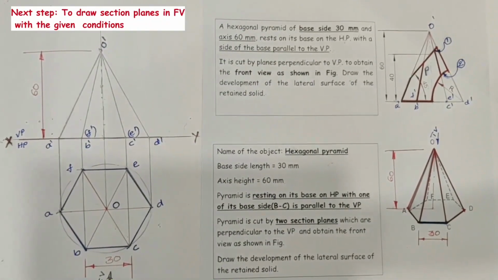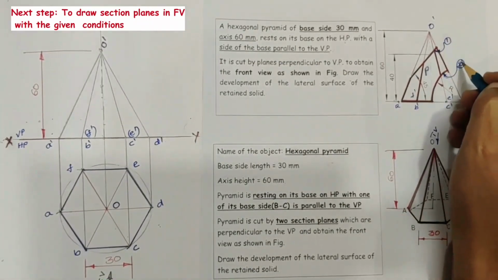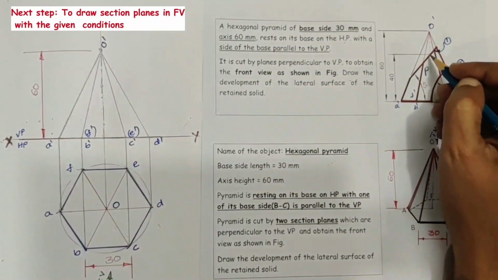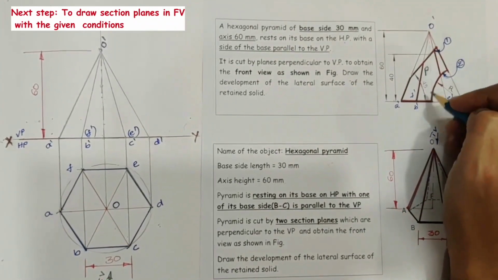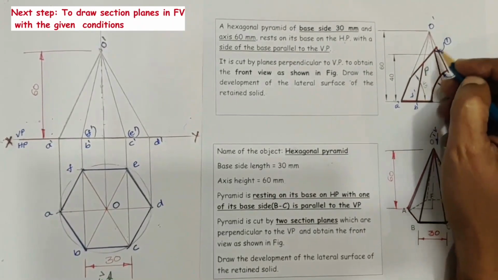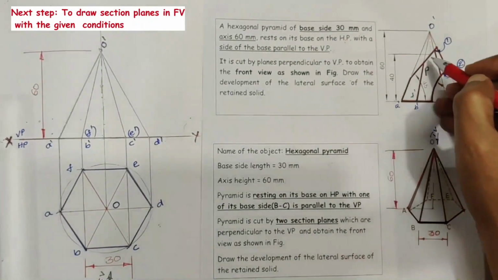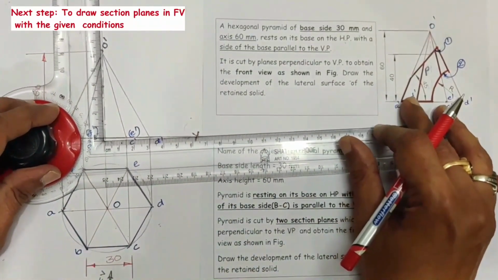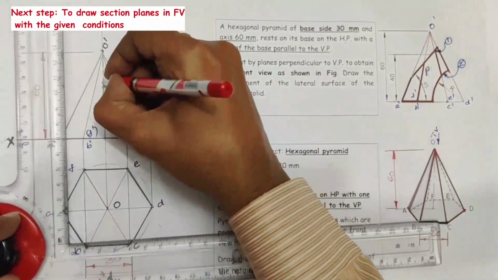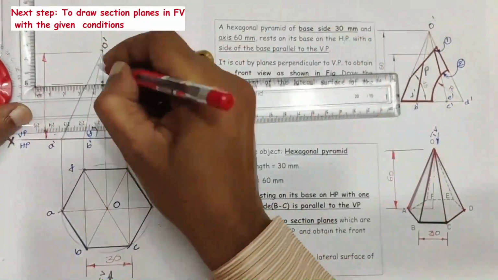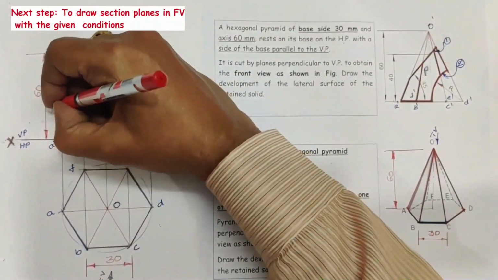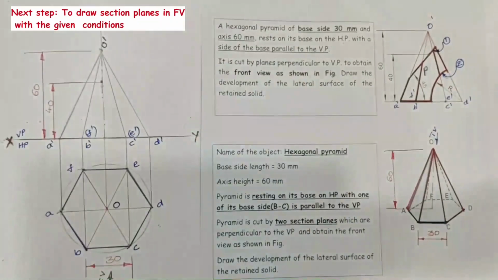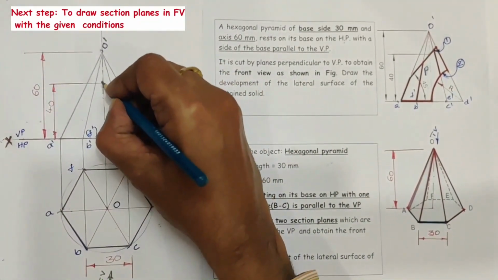Then we'll move towards drawing the section plane lines. This is the first section plane line and this is the second section plane line. The first section plane line is making an angle of 45 degrees to the HP and passing through the axis at a distance of 40 mm from the base of the hexagonal pyramid. So first, to draw the first section plane line, locate a point at a distance of 40 mm from the base, that is 40 mm from the XY line, along the axis. Then this section plane is making an angle of 45 degrees to the HP. So draw a 45 degrees line and that line needs to pass through this point on the axis.